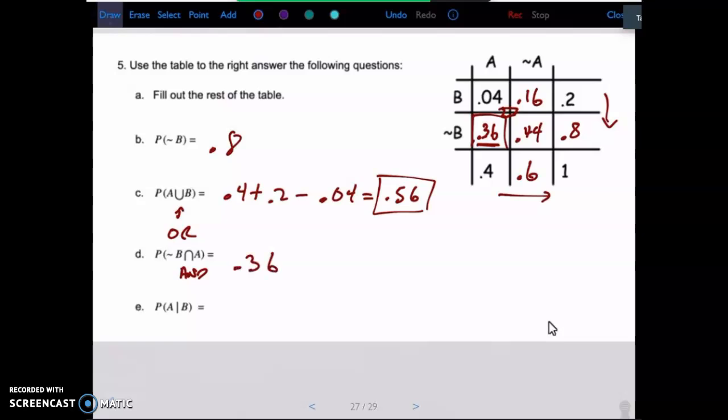And then finally, the probability of A given B. So given B, that 0.4 needs to go in my denominator. The probability of A, a lot of people think it's 0.2. It's not. It's the intersection, 0.04. So 0.04 divided by 0.4 gives me 0.1.